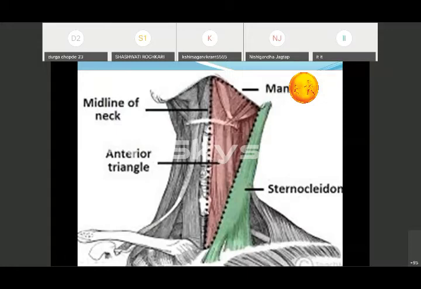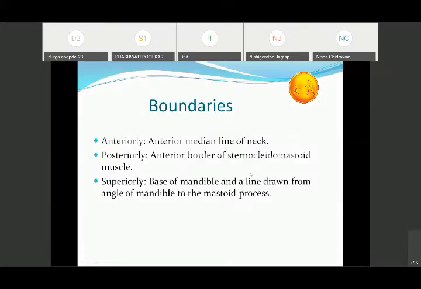So what are the boundaries of the anterior triangle? Anteriorly, you see the anterior median line of the neck. Posteriorly, the anterior border of the sternocleidomastoid muscle. And superiorly, the base of the mandible and a line drawn from the angle of the mandible to the mastoid process.